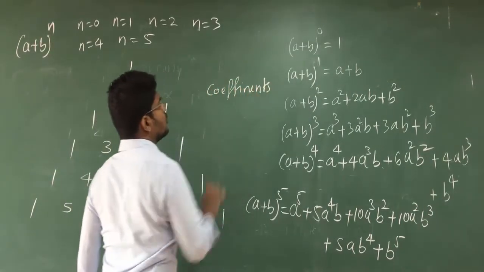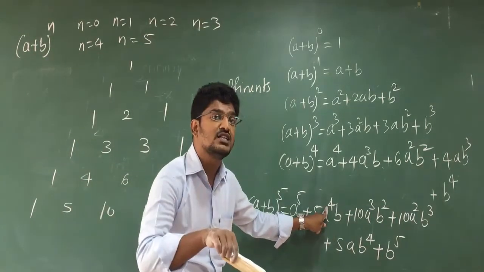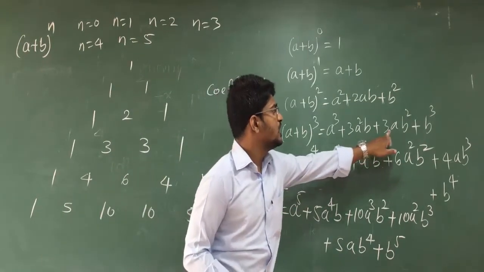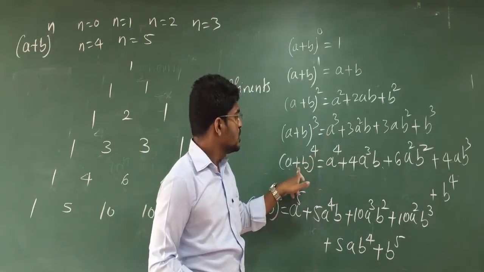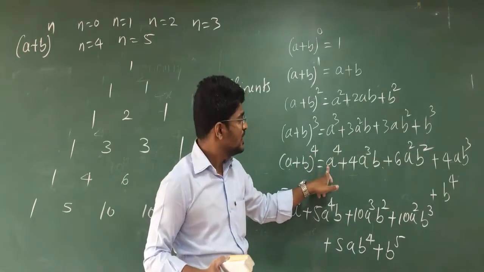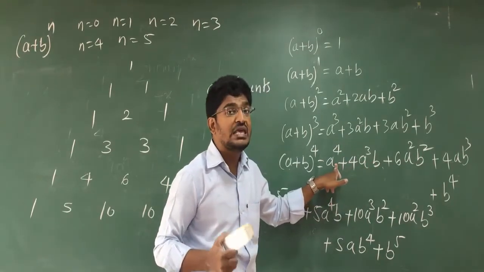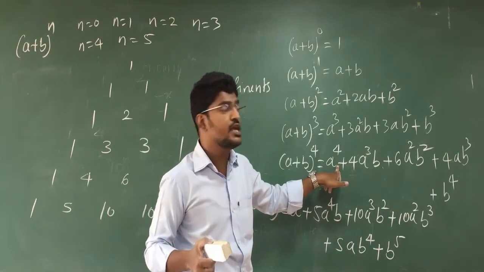You must write coefficients also, and you must write a, b and their powers also for any expansion. See, here a squared b, a b squared, b cubed. Here a cubed. Clear? Here what you are going to get? A to the power of 4, 1 less a to the power of 3. Here there is no b, that means b to the power of 0. B to the power of 0 is 1. That's why I have not written it here.